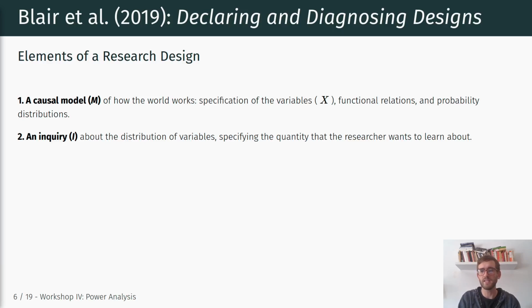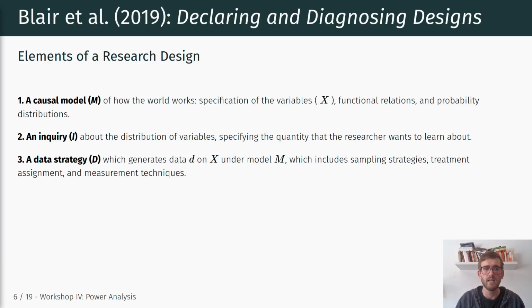Okay, then the second component of a research design is an inquiry, or I, about the distribution of variables. Right, so this specifies the quantity that the researcher wants to learn about. This is the underlying question. Do we want to look at the distribution of a difference in means, or things like that? Any type of quantity that you want to learn about, ultimately you could think of as examining the distribution of a variable or combination of variables, and that is defined as the inquiry.